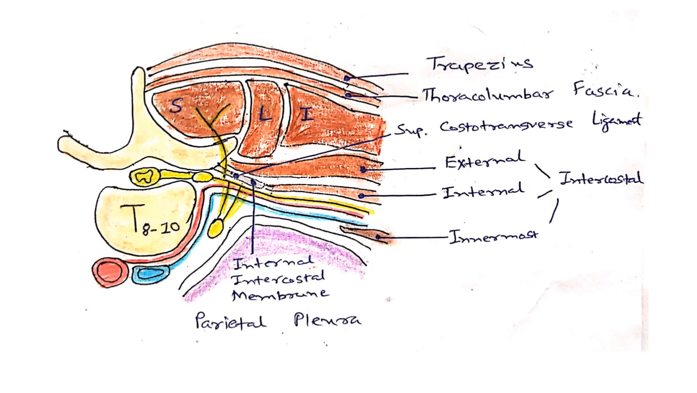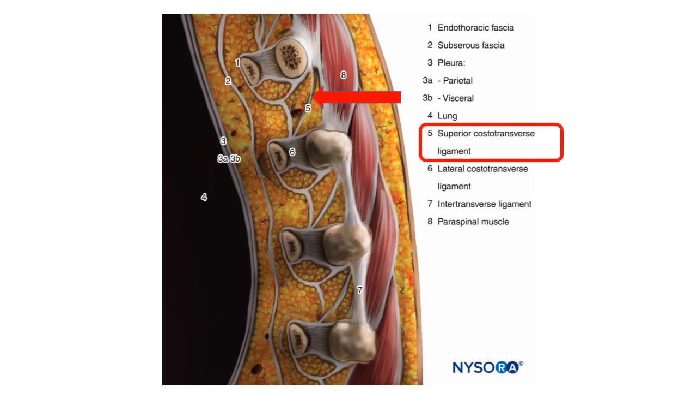At the level of 8th to 10th thoracic vertebrae, rhomboid major is replaced by thoracolumbar fascia. The rest of the anatomy remains the same. Superior costotransverse ligament is our main concern for paravertebral block.